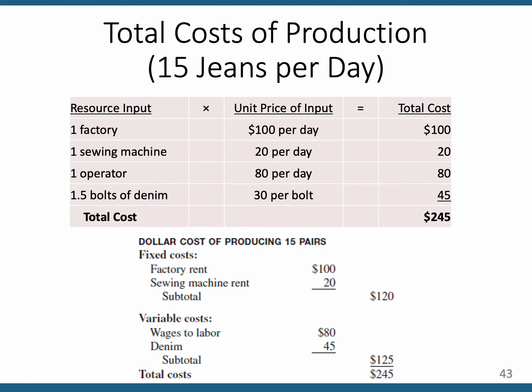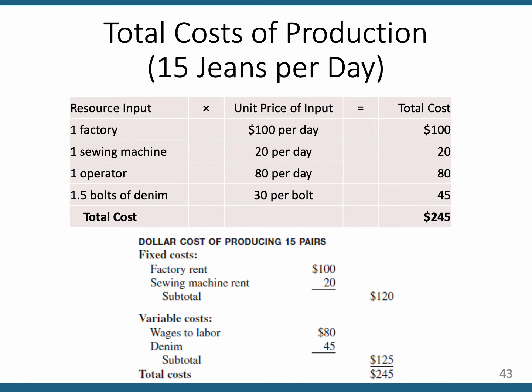So all of this is based on production per day, cost per day. All right, so $100 per day to lease the factory, let's say. That's $100 of fixed cost. One sewing machine, this is also going to be part of your capital, part of your fixed plant. One sewing machine costs you $20 per day.